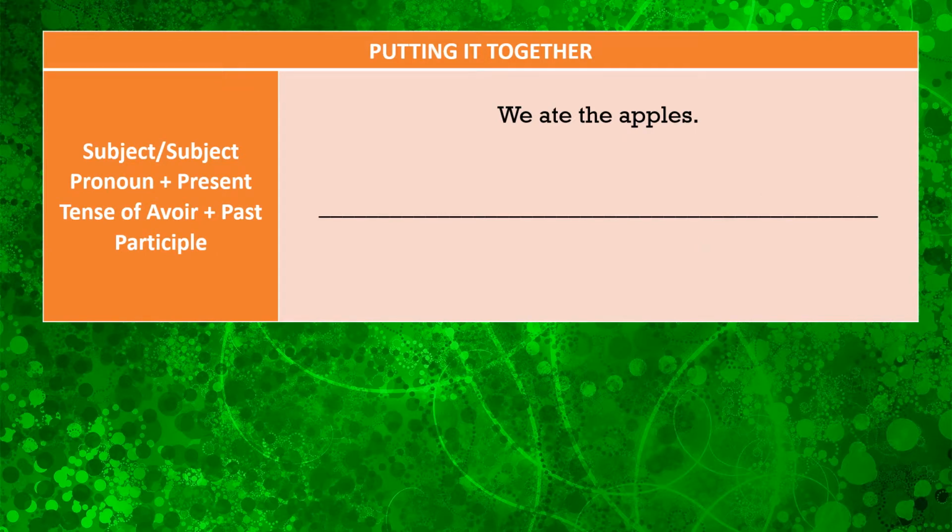Let's take the sentence, we ate the apples. Indeed, that is a past tense. It talks about something that happened in the past and was completed in the past. All right. So to form the passé composé, or the past tense, we're going to take our subject or subject pronoun. We're going to add the present tense form of avoir that goes with that subject pronoun. And then we're going to add our past participle.